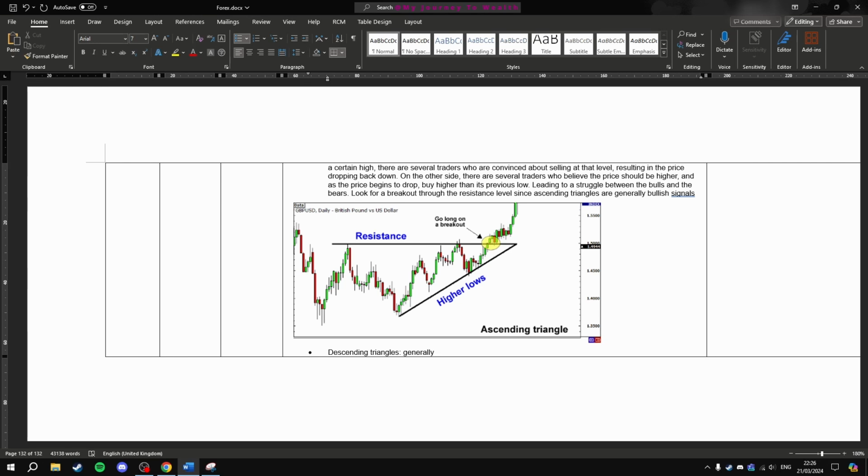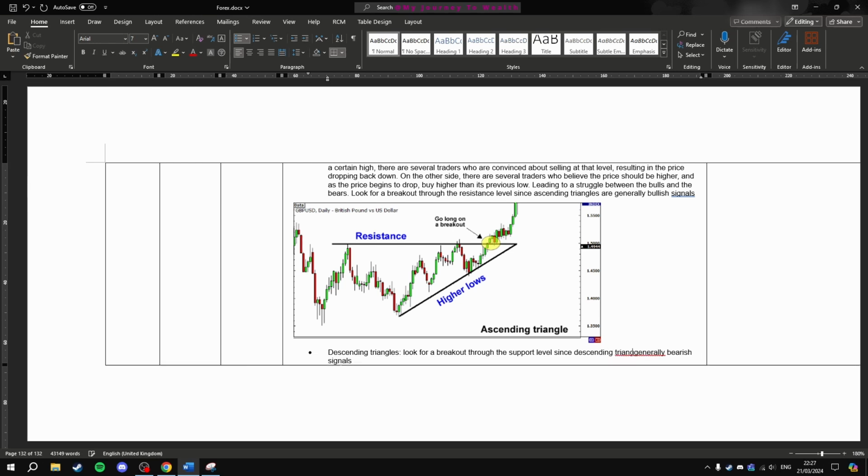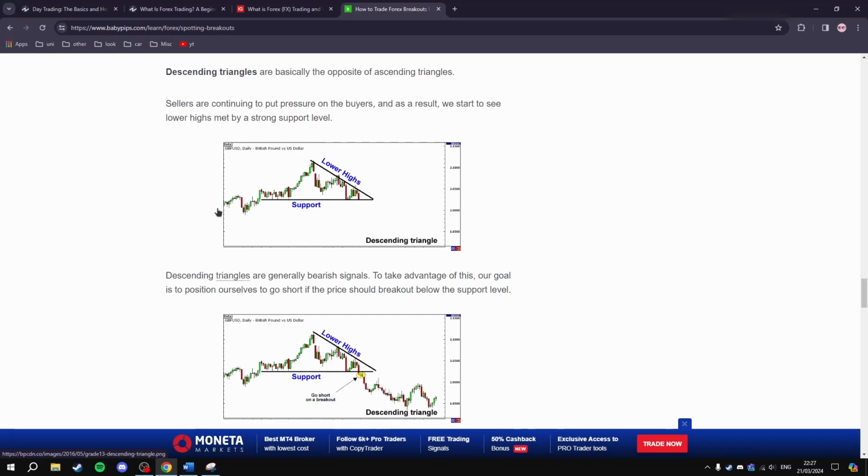Generally bearish signals. Look for a breakout through the support level, since descending triangles are generally bearish signals.